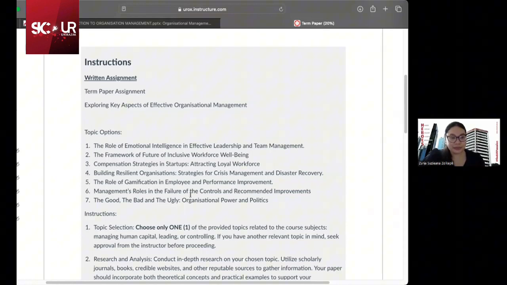Management role in failure of control and recommended improvement. Some companies keep on implementing new policies, new control mechanisms, but it keeps on failing. So in your term paper, you can tell me what are the factors that make this control mechanism or control improvement fail. And then lastly is about organizational power and politics.